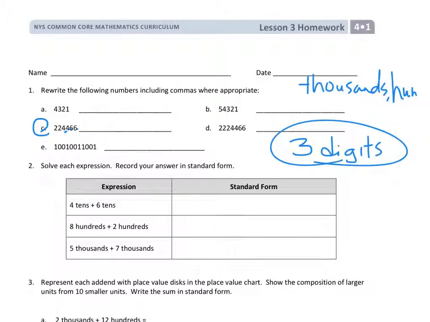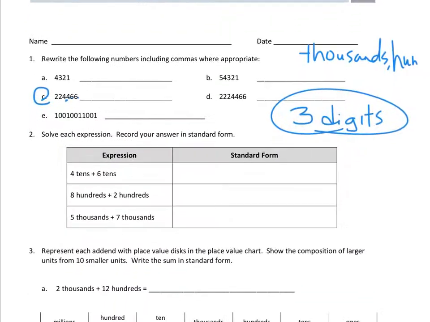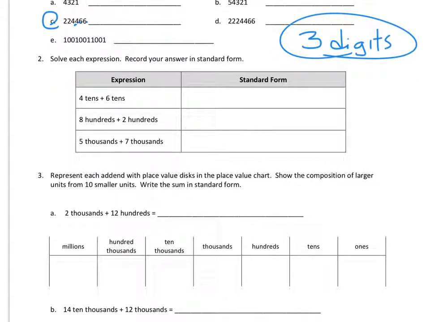For problem number 2, the directions are to solve each expression. So what students should do is combine the 2 digits and then include the place value if they're the same, which in this case they all are. So they should include the digits and then write it. So here the expression, if we look at the second one, 800s plus 200s, we know that that's 10 hundreds, but that's not in standard form.